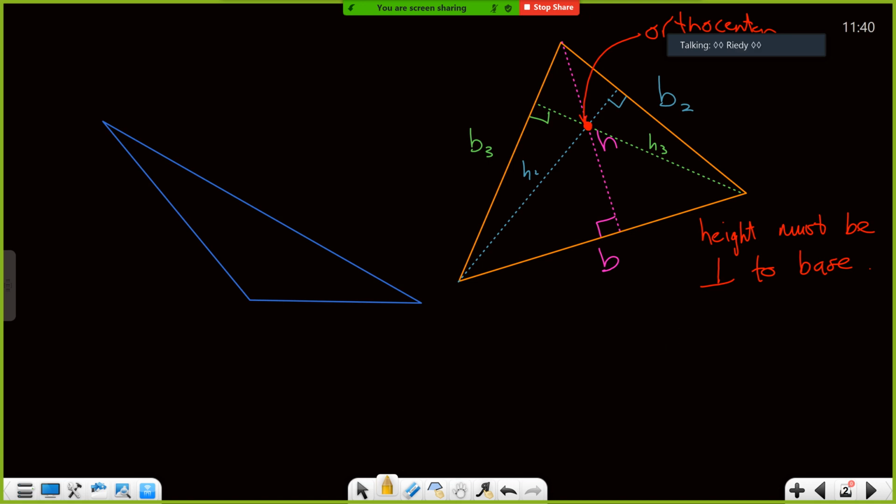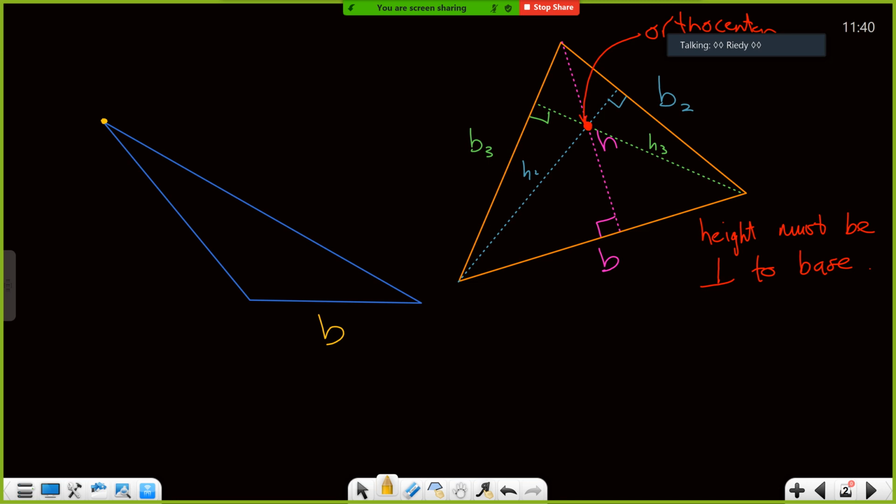An obtuse triangle. This causes problems and bothers people. Obviously there's our base. Where's the height? Well, if you look in red, it said the height must be perpendicular to the base. How do I go from this point and end up perpendicular to the base? The answer is I can't.